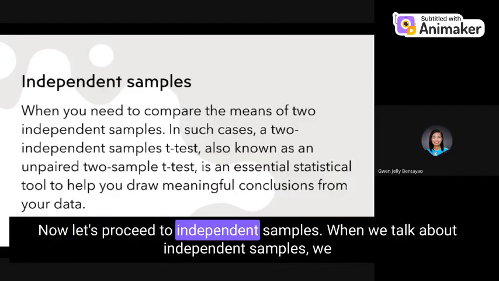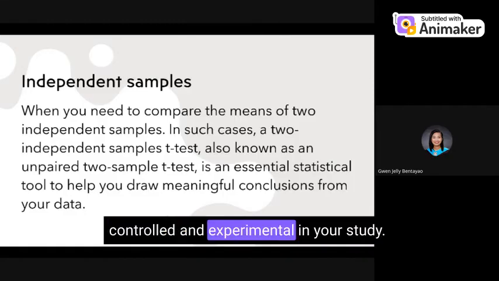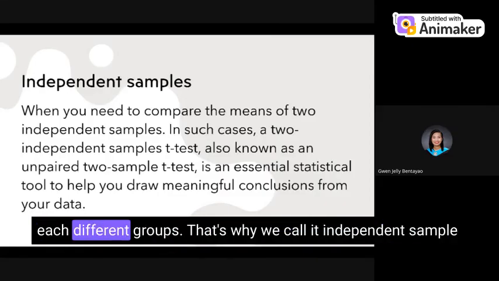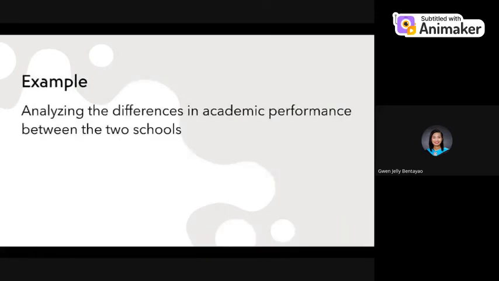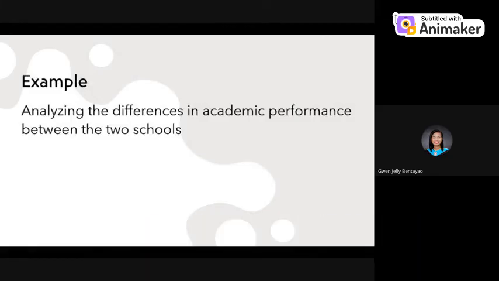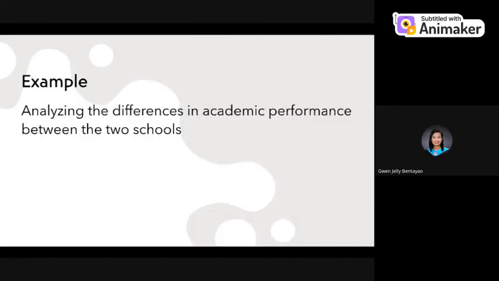Now let's proceed to independent samples. When we talk about independent samples, you can use this for two different groups. For example, control and experimental in your study. So we need to compare a different sample in each different group. That's why we call it independent sample. Example, analyzing the difference in academic performance between two schools. You can have two schools. One could be a control school, another could be an experimental school.